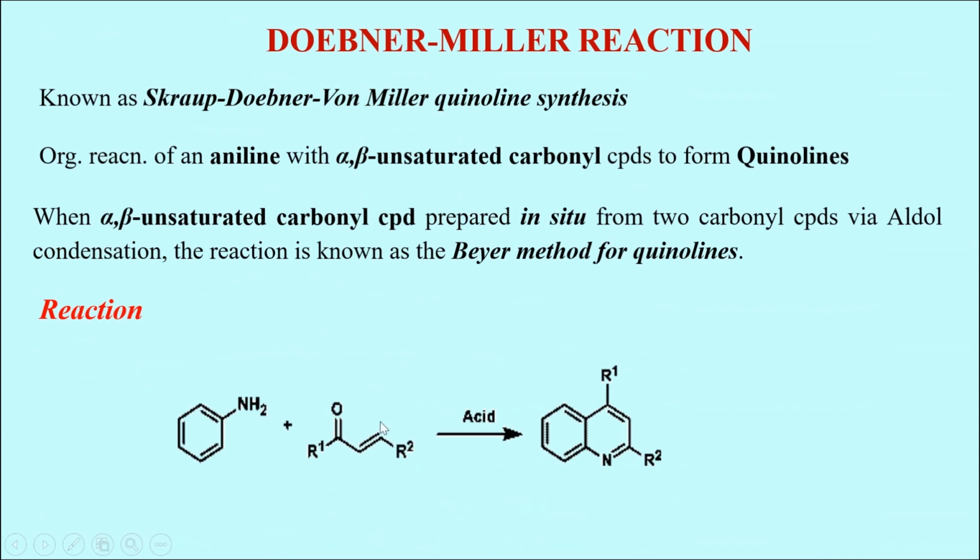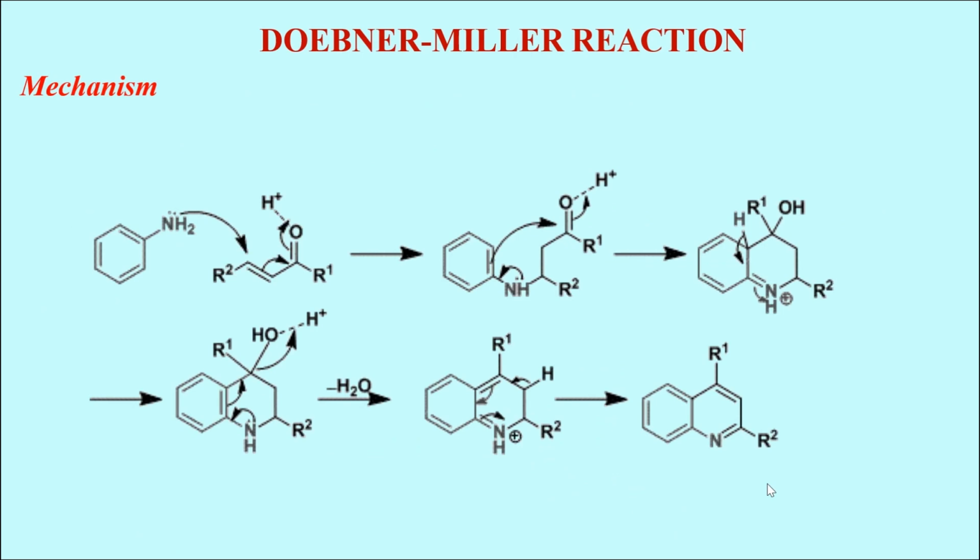Aniline here reacts with alpha beta unsaturated ketone in the presence of concentrated sulfuric acid. It cyclizes to give rise to quinoline. This is the reaction which is involved in Skraup-Doebner-von Miller synthesis. Let us look into the mechanism of the reaction. How the reaction occurs.